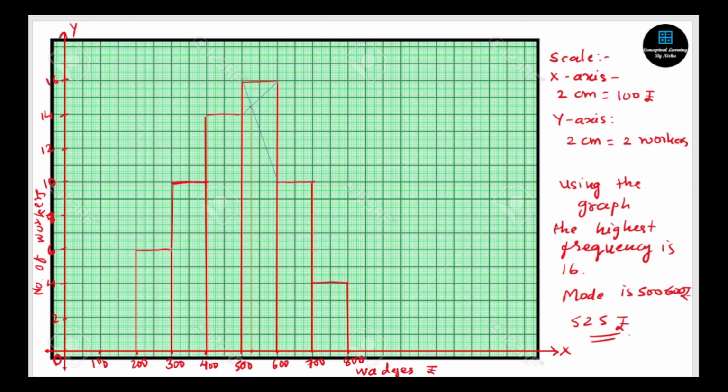So this is the histogram graph which we have plotted here, and the maximum frequency is 16. So the mode is between 500 to 600 rupees, and precisely if we check, it is 525 rupees. I hope you understood this.